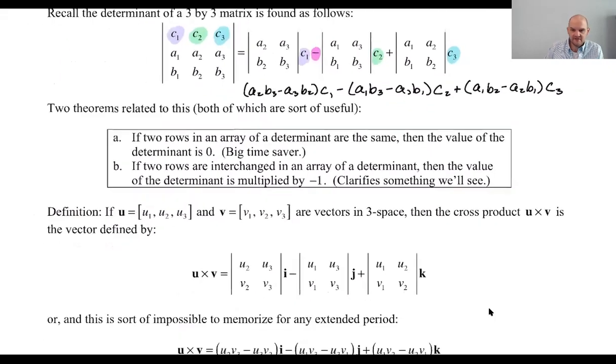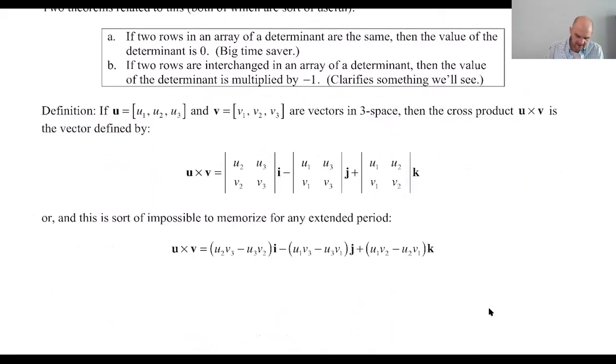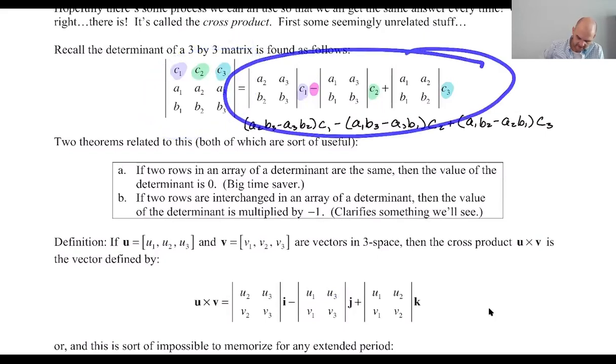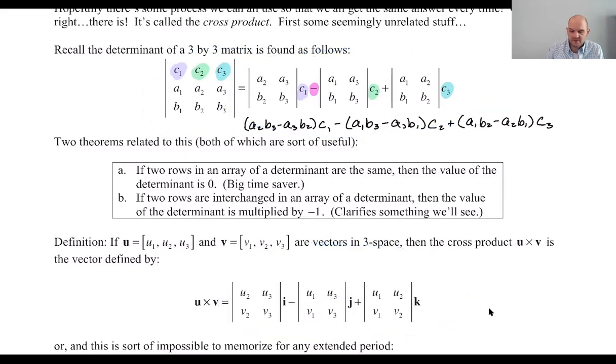Here's a definition of a cross product. If we have U and V using all of our appropriate subscripts, then the cross product U crossed V is defined, and this is super annoying. It's the 2 by 2 determinant of U2, U3, V2, V3, I minus J, U1, U3, V1, V3. Now go up and compare this. Does this not look an awful lot like this? I think it does. It's exactly the same.